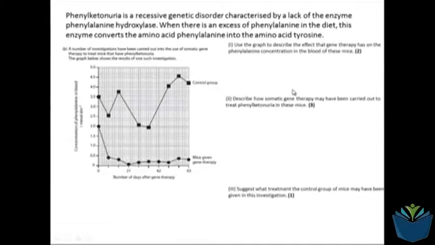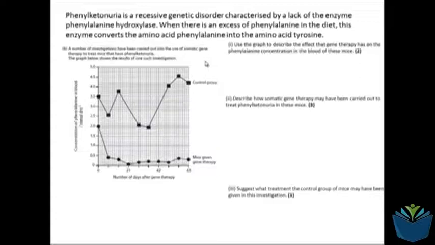Okay, so this next question. Phenylketonuria is a recessive genetic disorder characterised by a lack of the enzyme phenylalanine hydroxylase. When there is an excess of phenylalanine in the diet, this enzyme converts the amino acid phenylalanine into the amino acid tyrosine. Part B: a number of investigations have been carried out into the use of somatic gene therapy to treat mice that have phenylketonuria. The graph below shows the results of one such investigation.